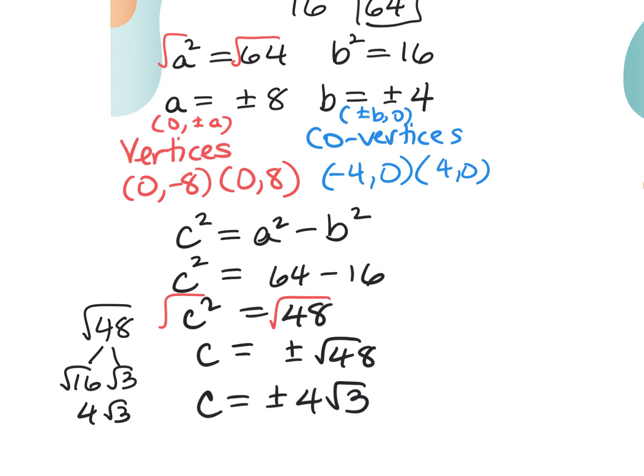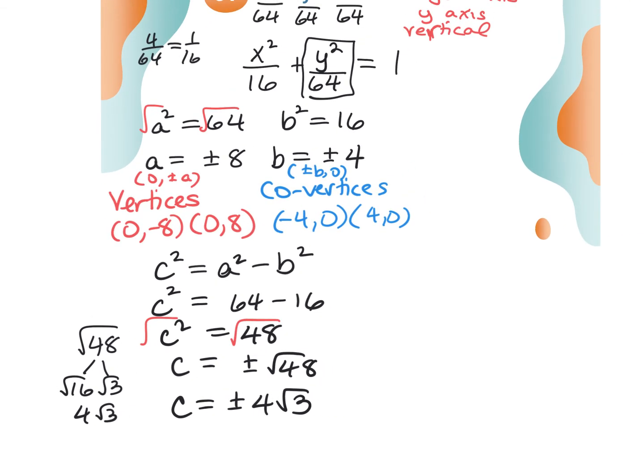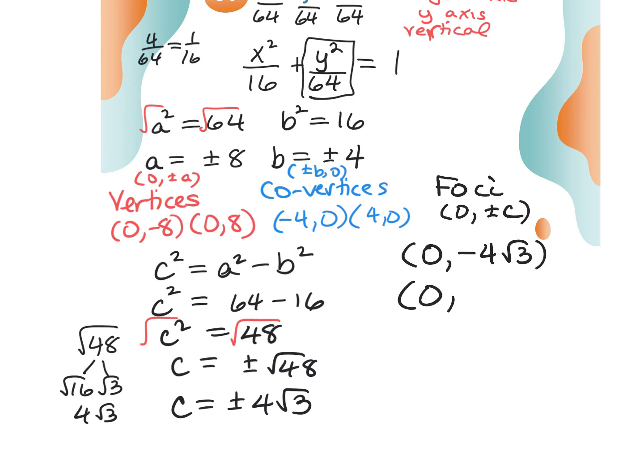Now remember, your foci are always located on the major axis. So for the focus points, or the foci, it's going to be 0, comma, plus and minus c. So when I go to enter it, I'm going to do 0, comma, negative 4 root 3 and 0, comma, positive 4 root 3 for your foci.